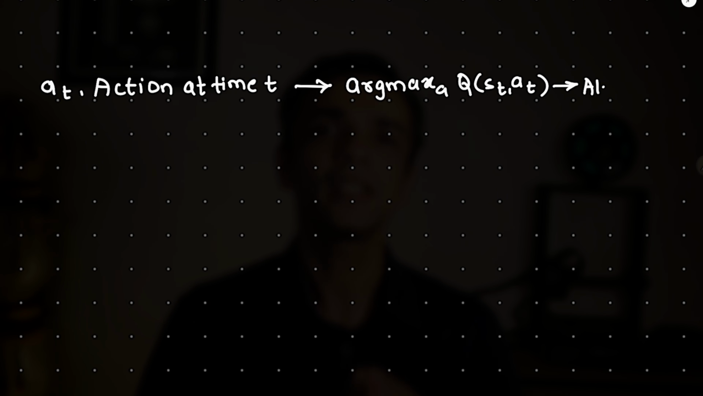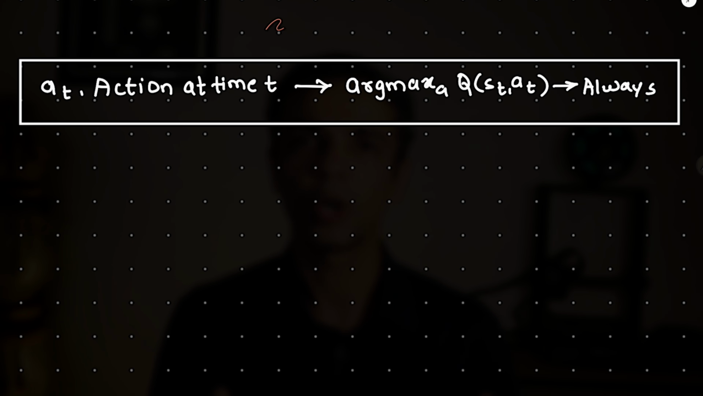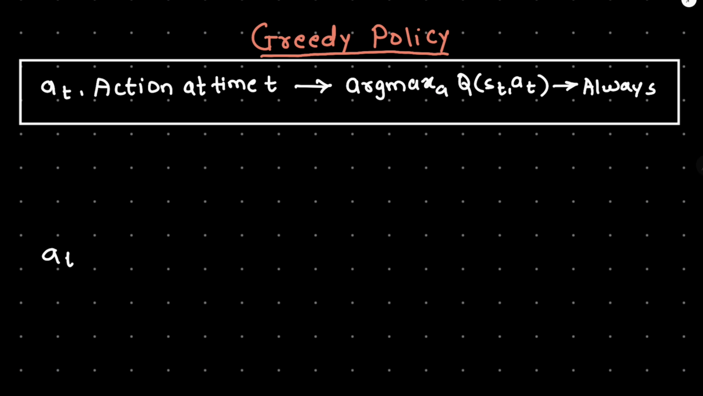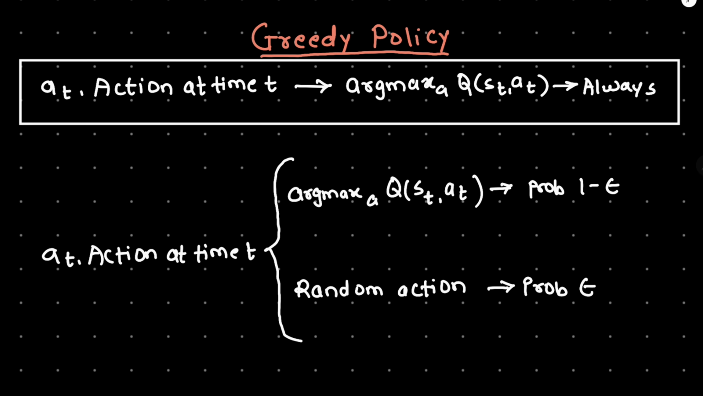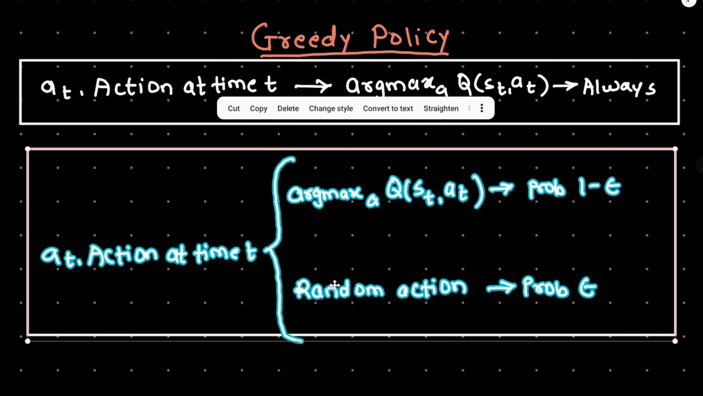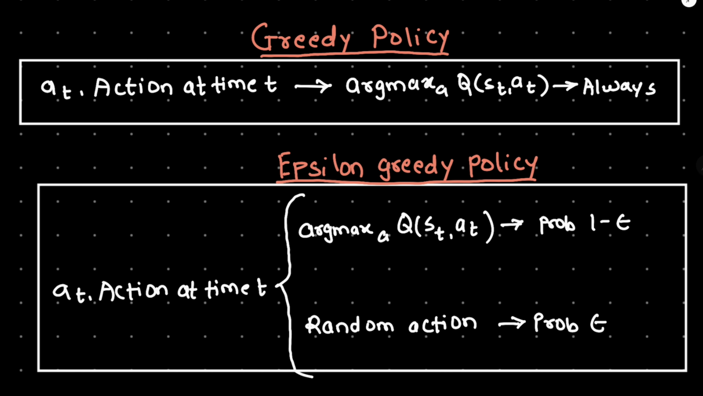A policy that always takes an action that gives highest expected return is called a greedy policy. Another type of policy that allows for exploration is called an epsilon greedy policy. It takes the maximizing action with a probability of 1 minus epsilon, but takes a random exploratory action with a probability of epsilon. This will come up again when we look at the code.